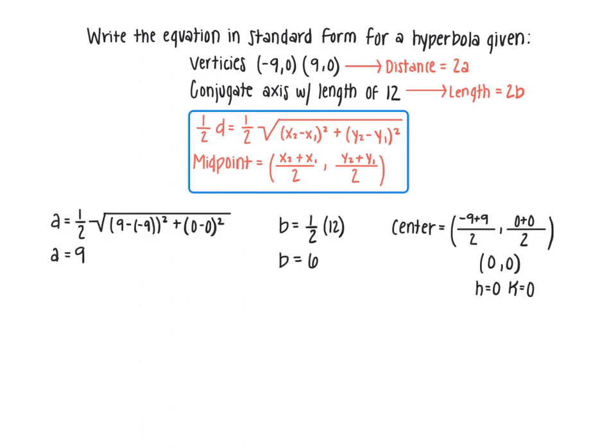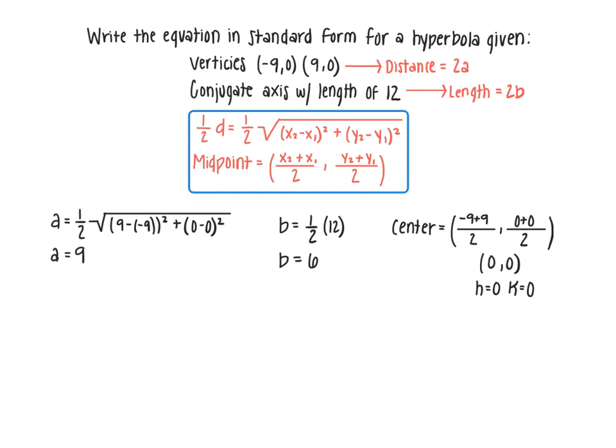Okay, so I went ahead and found all the variables. I'm not going to go through my work. I encourage you to review the ellipses video if you are confused. But I got A equals 9, B equals 6, H equals 0, and K equals 0. So now I have all the information I need to write the standard form equation of my hyperbola.